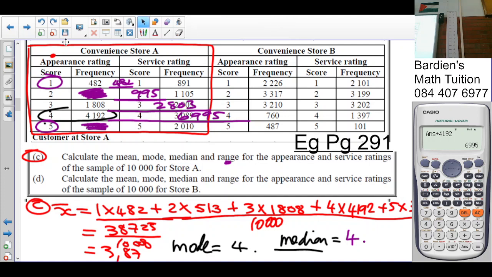So I'm going to give you a chance quickly to work out the service rating. We don't have much time here. And then I'm going to give you some homework. Is there anybody that's confused? Okay, this will now sort out the confusion. So do this quickly.